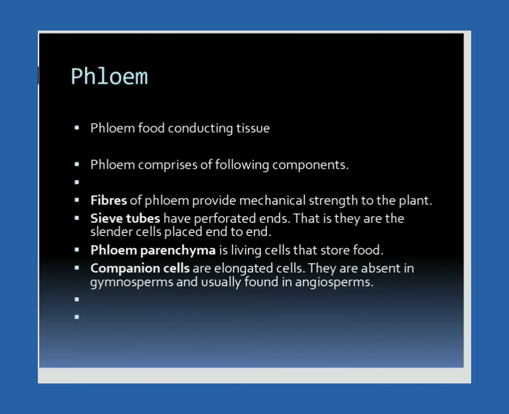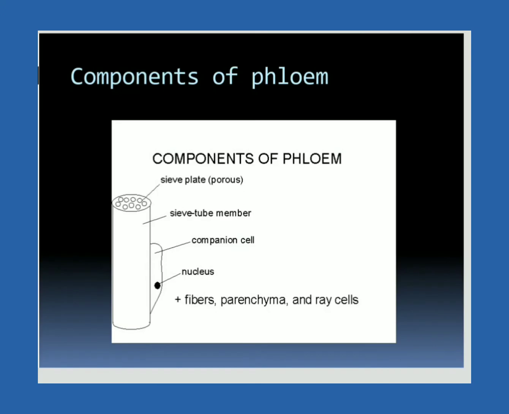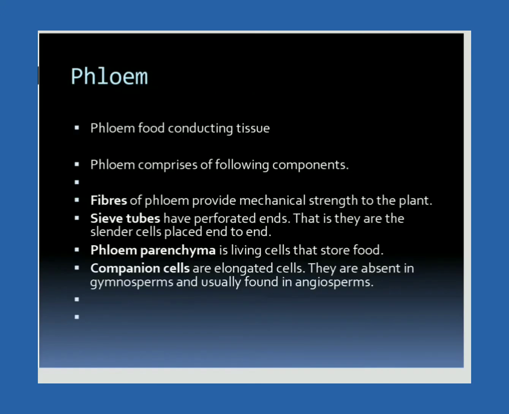Next, phloem. Phloem will conduct food. It comprises the following components: fibers, sieve tubes, phloem parenchyma, and companion cells. The fibers of the phloem provide mechanical strength to the plant, and these are dead cells, the only dead cells. Sieve tubes have perforated ends. They are slender cells placed end to end, and phloem parenchyma is the living cells that store food. Here you can see the companion cells and the sieve plate, which is a perforated one.